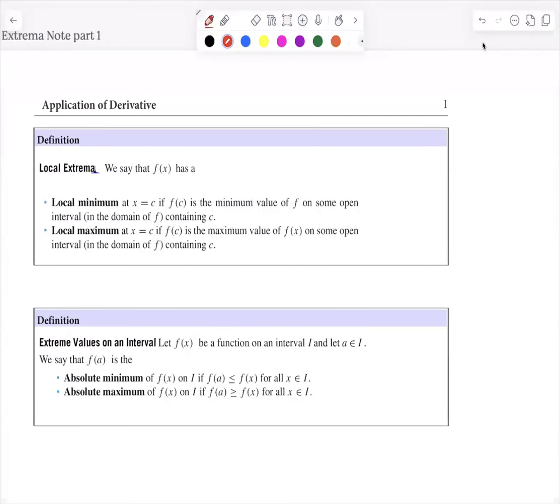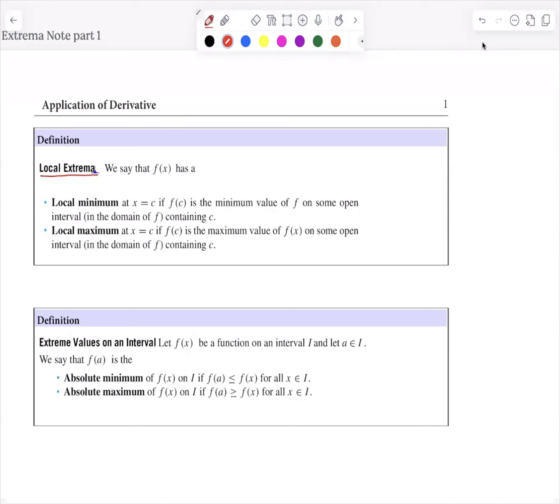Suppose you have a company and you want to know what is the maximum profit and what is the minimum loss that you can have for your company. That's where we talk about two important topics, local extrema and absolute minimum and absolute maximum.